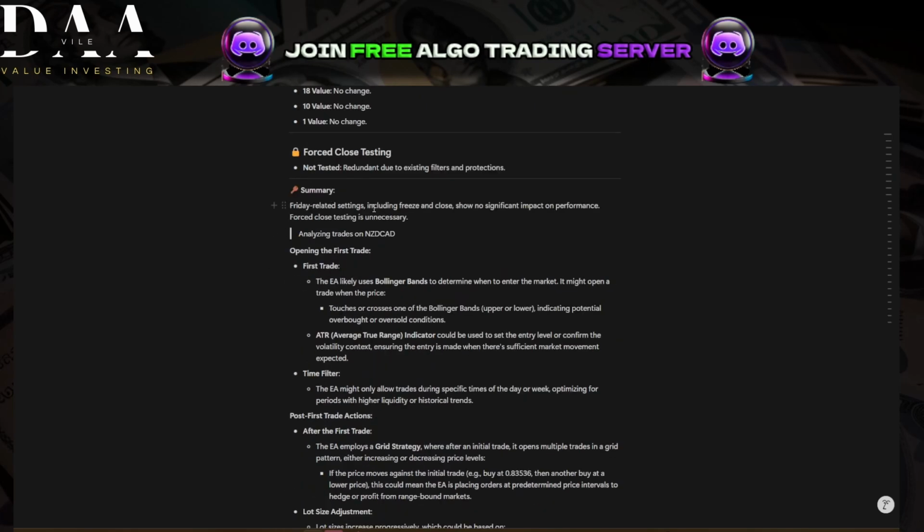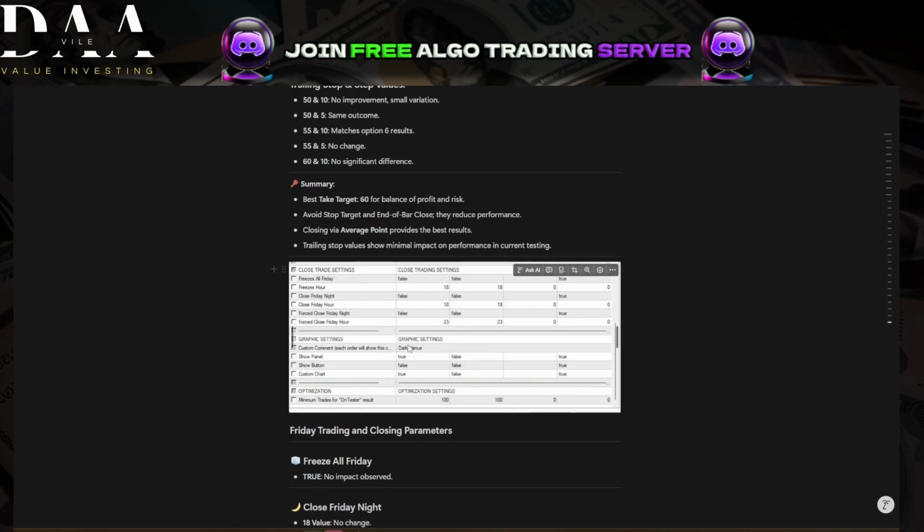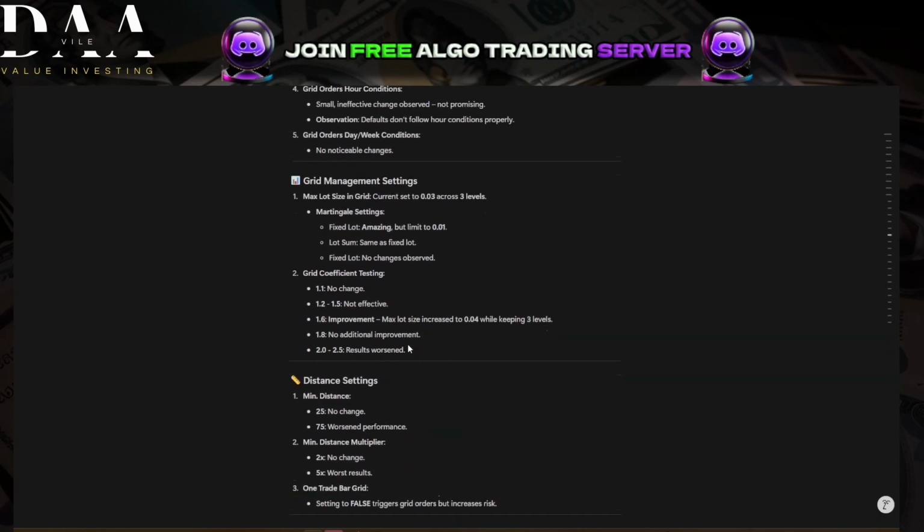And I have here a summary of how it's trading with NZD CAD, that is one of the best performing pairs. So for the first trade, the EA likely uses Bollinger Bands to determine when to enter the market. It might open a trade when the price touches or crosses one of the Bollinger Bands, upper or lower. This can be modified, also the time period and the extension. So you will see it at one point.